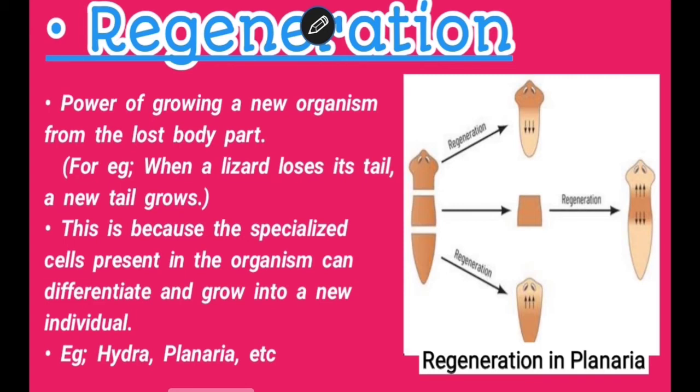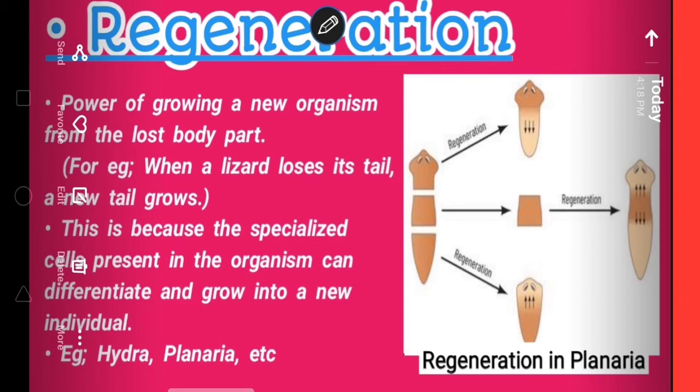This is because the specialized cells present in the organism can differentiate and grow into a new individual. So how is it possible? Because those organisms like lizards have some specialized cells, which are mainly meant for differentiating and also for growing back into a new individual.